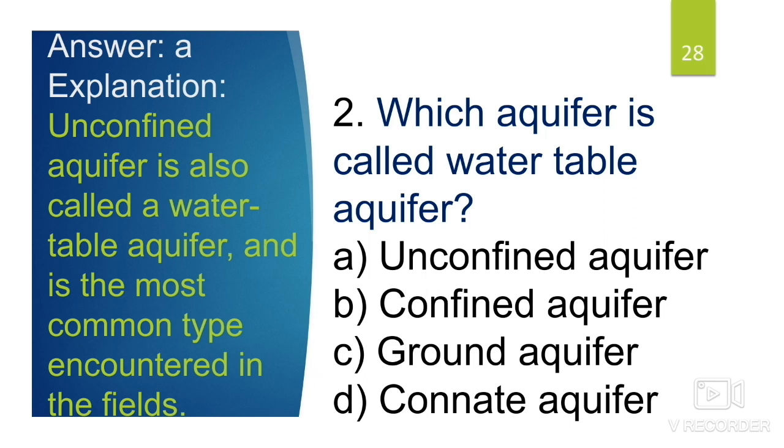So if a well is drilled in an unconfined aquifer, the water level present in it will represent the water table. So that's why unconfined aquifers are known as water table aquifers, because the water level in this aquifer represents the water table. Okay, so the correct answer of this question is option A, unconfined aquifer.